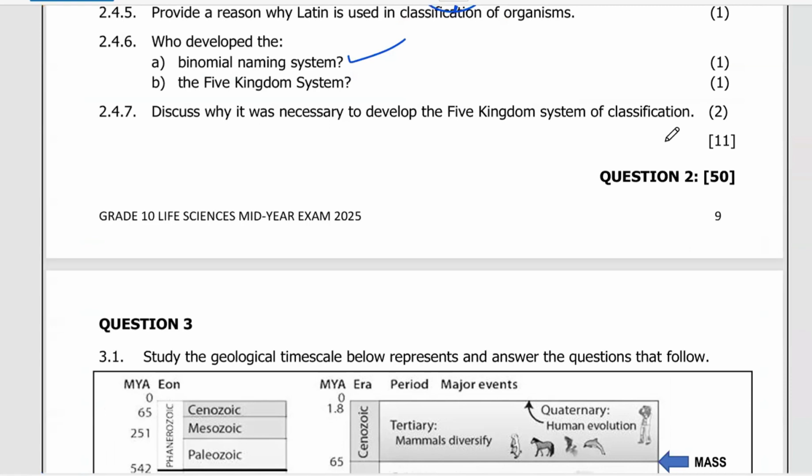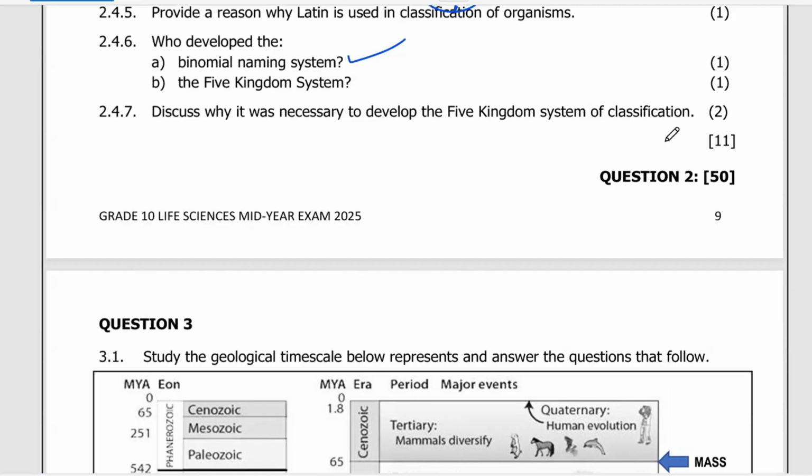So basically, the five kingdom classification was discovered because of the increasing information in classification. Remember it was two kingdoms before, so we had to go for five, also because of technological development. There was an improvement in the microscope, the technology started to increase, and there was the Renaissance, the birth of knowledge in the scientific field.